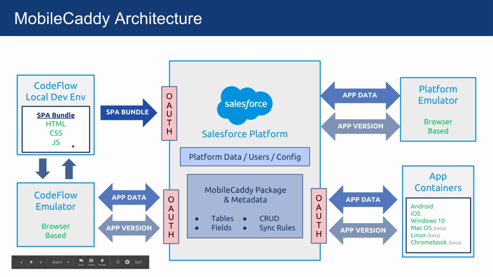And as I said, we're building out JavaScript hybrid apps. So let's call these SPAs, single page applications. My application will become an SPA bundle containing HTML, CSS and JavaScript. And after I'm building my application, I want to be running it locally. And this is where we come into play with our CodeFlow emulator. This is a browser-based emulator that uses our SPA, but it doesn't just run standalone.